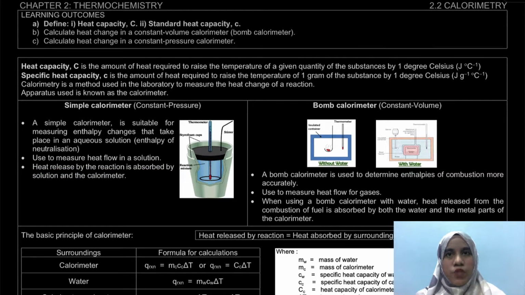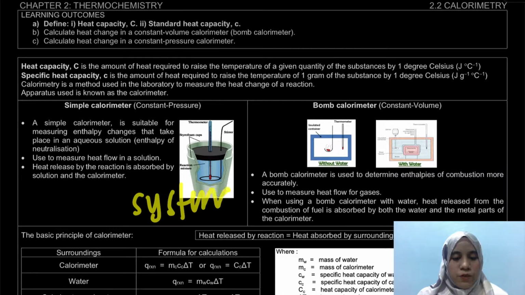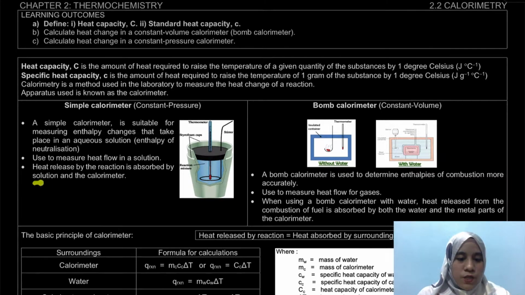For a reaction to occur, we assume our reaction is our system. So when there is a reaction in our system, it will release heat. It will release heat to the surrounding. So in the case of the simple calorimeter, the surrounding will be our solution and the calorimeter itself. Okay, so that is for the simple calorimeter.